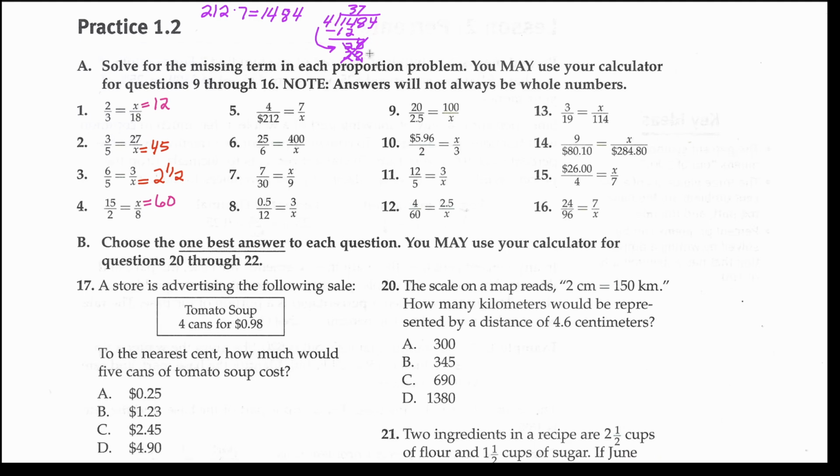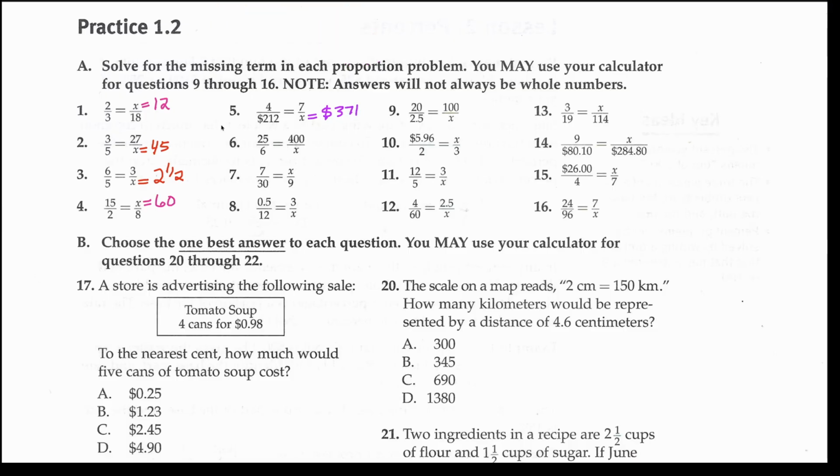Now bring down the 4. So 4 goes into the 4 here. That's only 1 time. So that means 4 times 1 is 4, and 4 subtract 4 is gone. That means the answer for x is going to be dollar first and then $3.71.